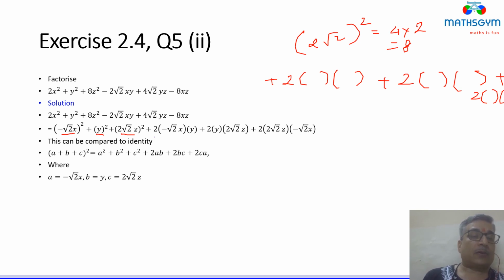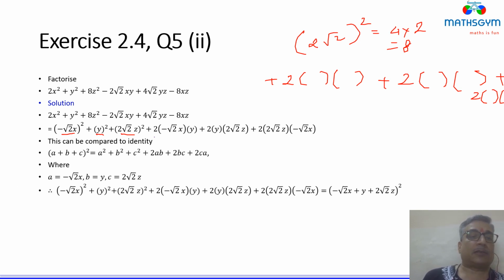And now the answer is a two-step exercise. So we can now write minus root 2x whole square plus y square plus 2 root 2 z whole square plus 2 times minus root 2x into y plus 2y into 2 root 2 z. Basically you have replaced it here. From here this is nothing but a square plus b square plus c square plus 2ab plus 2bc plus 2ca, and this can be written as a plus b plus c whole square. And that's the step which we have done.